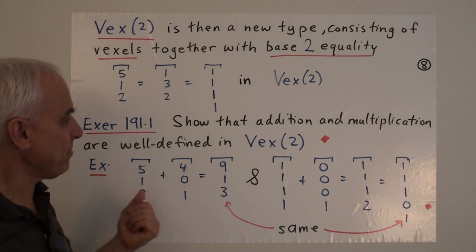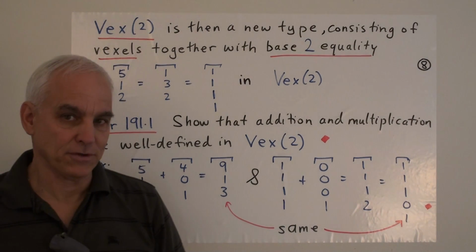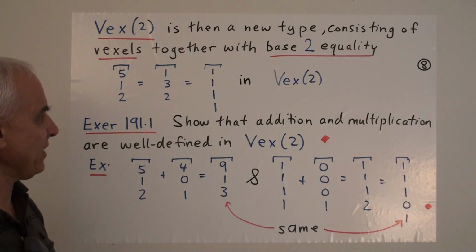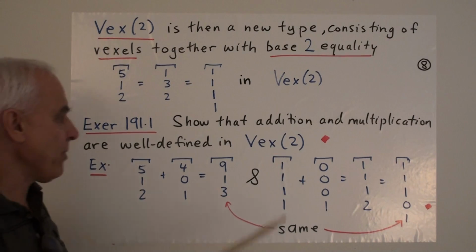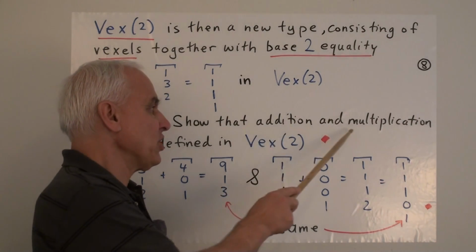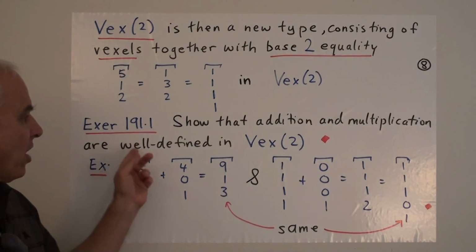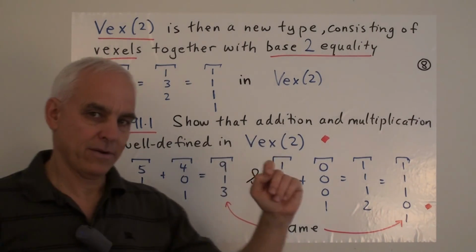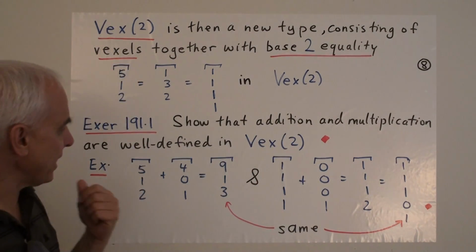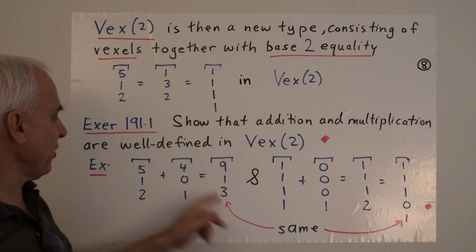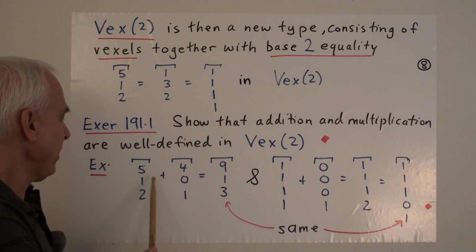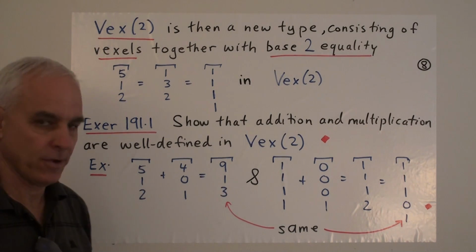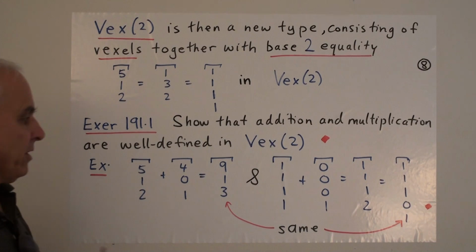Now there's an interesting exercise for you to think about. We've defined this new type of object, these base 2 vexels, and we want to appreciate that addition and multiplication of vexels are actually well defined in here. That means that, let's say we consider a particular equation, 512 plus 401. If we do addition, that would be 9 and 1 and 3. We recognize this as something familiar.